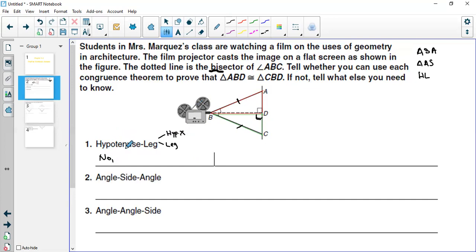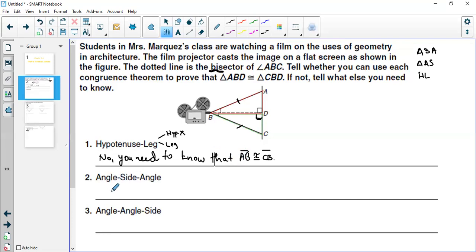It's up to you, whatever words you use. So I am writing, they asked what else you need to know. So we need to know the hypotenuse. So you can say no, we need to know the congruence of the hypotenuses, or you could even say no, you need to know that AB is congruent to CB. So not necessarily do you need to write the exact words. If the idea means the same in your words, that's fine.